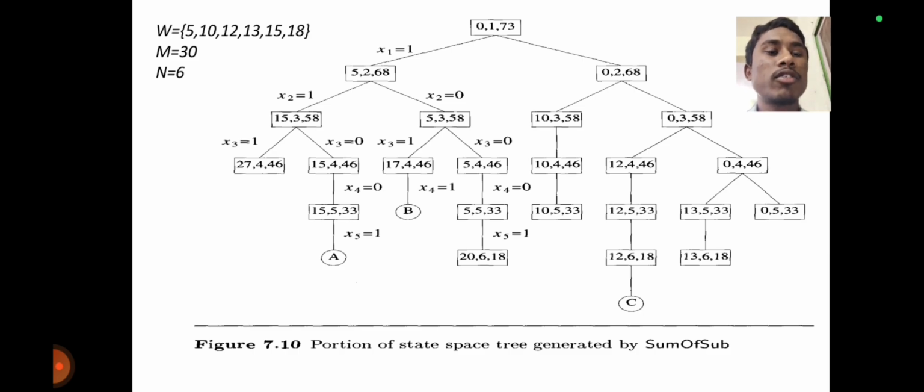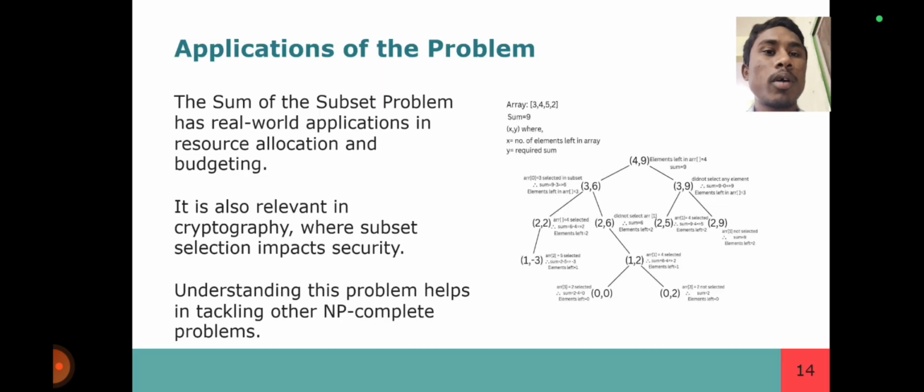In the same way we construct the left subtree of the left subtree, and we can also construct the right subtree of the state space tree. Then applications of the problem. The sum of subset problem has real world applications in resource allocation and budgeting. It also gives insight into graphs where subset selection impacts security. Understanding this problem helps in tackling other NP problems.